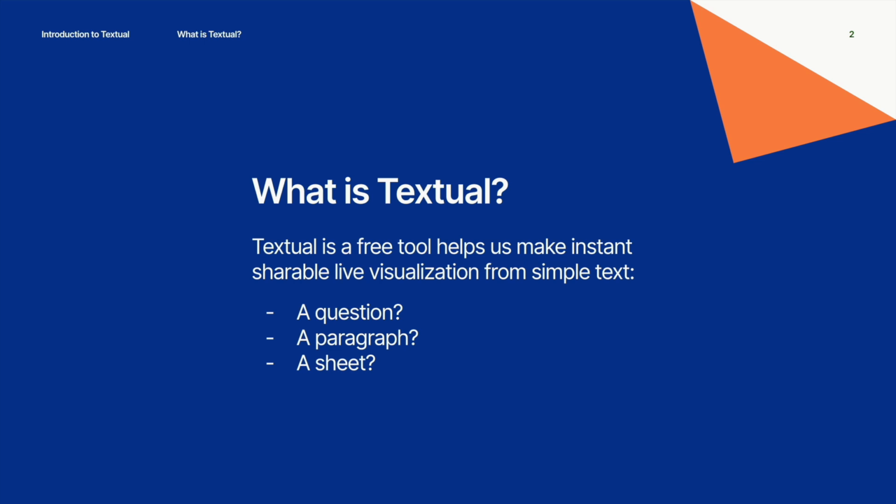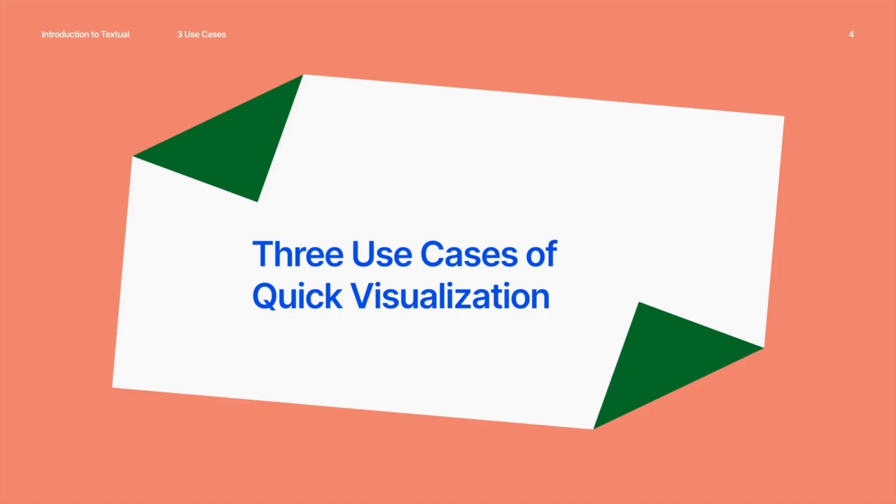Maybe you have a question about public facts. Maybe you have a text paragraph with some numbers in it. Or maybe you just have some simple data points copied from a sheet or from your brain. There are 3 easy, simple use cases of quick visualization using Textual.